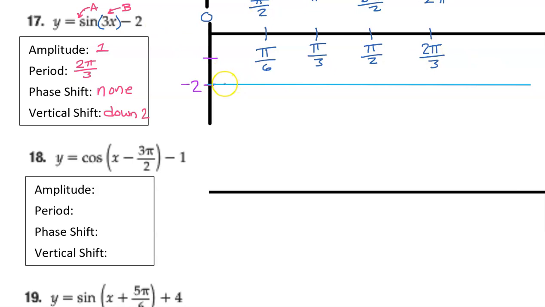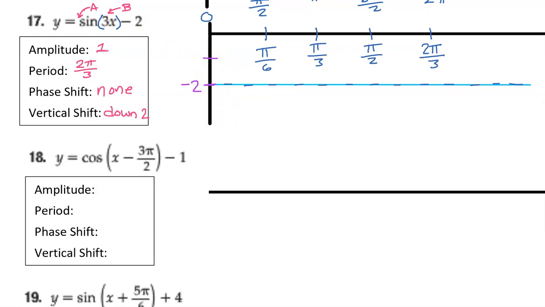All right, you should show your midline as a dotted line. So I'm going to go ahead and do that now. Here's my midline. Now let's consider the amplitude so we can see what will be the high and low. The amplitude is 1. That means the graph will go 1 above and 1 below the midline.